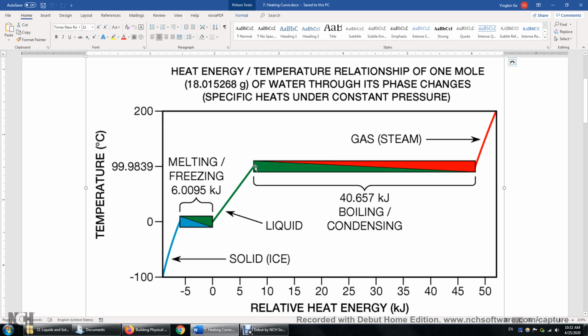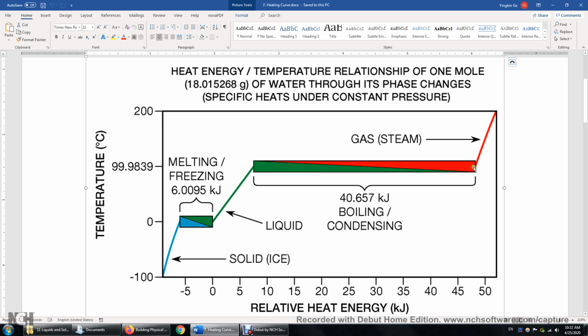When liquid water at 100 degrees Celsius absorbs this huge amount of heat, again 40.7 kilojoule per mole, how does its temperature change? There's no change. The liquid water maintains at 100 degrees Celsius temperature. It's just converted gradually to gas. So from here to here, it's a constant temperature process. That's the so-called boiling point of water.